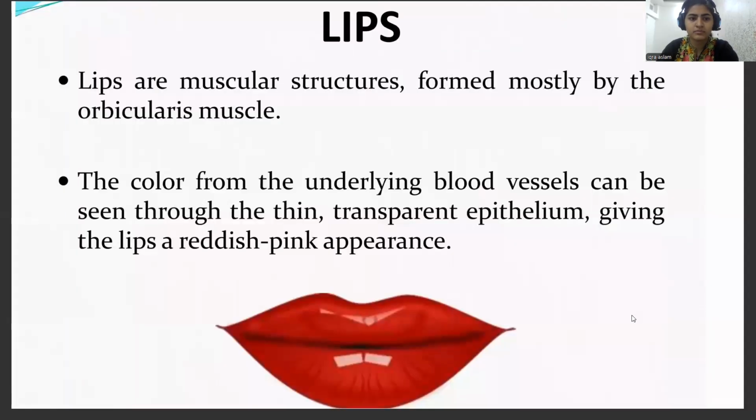Then we have the lips. Lips are a muscular structure formed mostly by the orbicularis muscle. The color from the underlying blood vessels can be seen through the thin, transparent epithelium, giving the reddish-pink appearance. The color of the lip is mostly pink due to the blood vessels present beneath it.